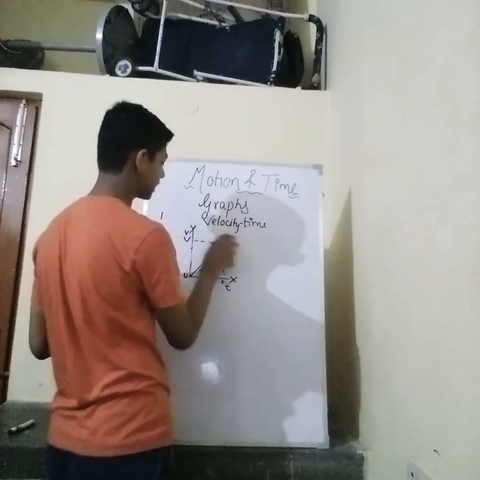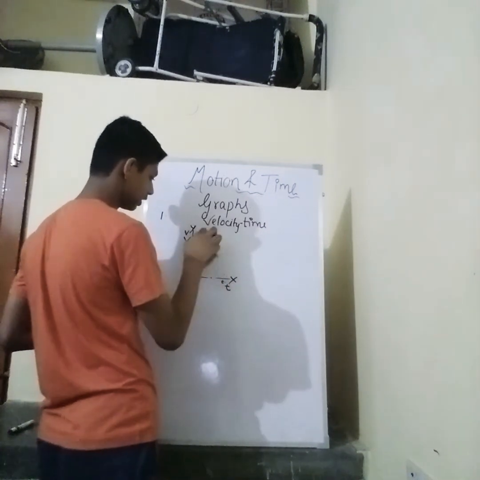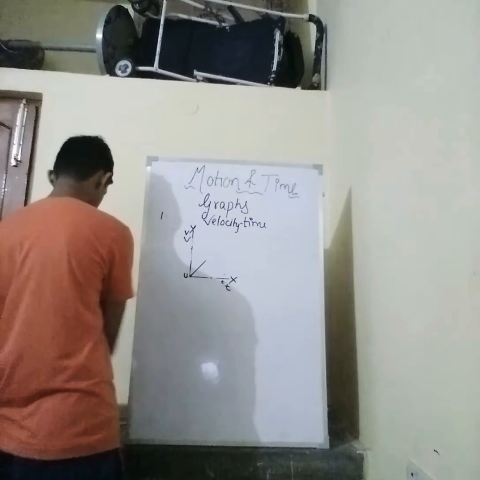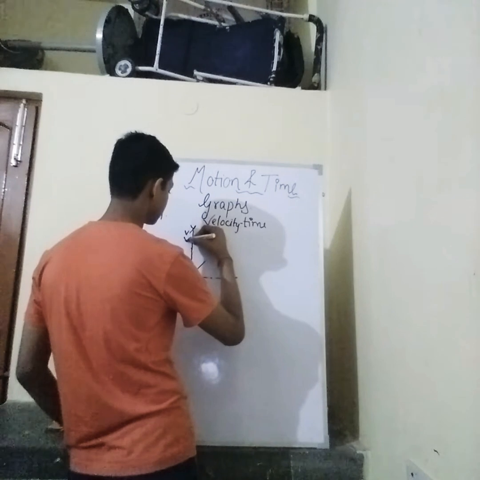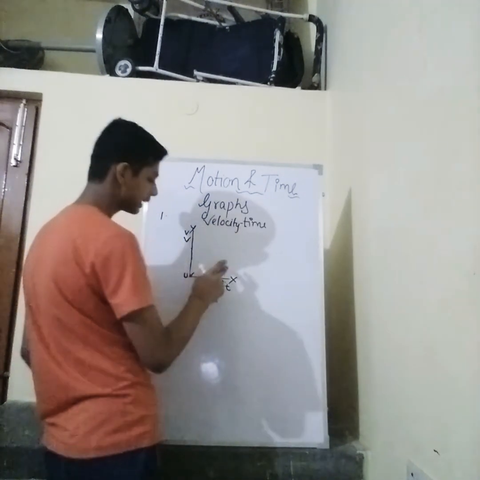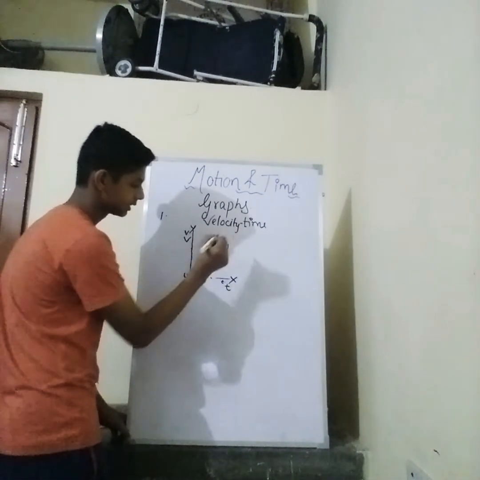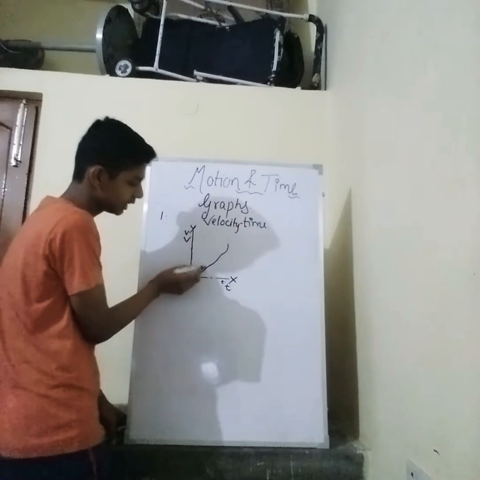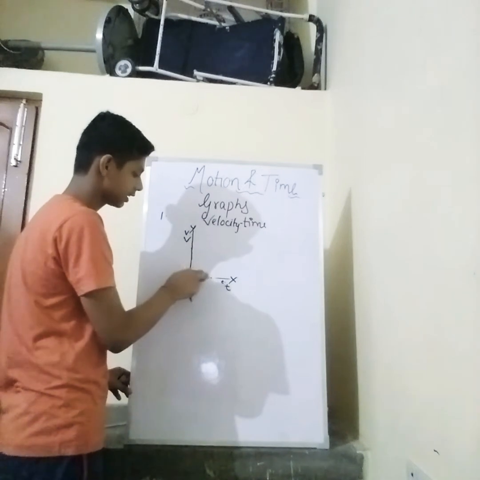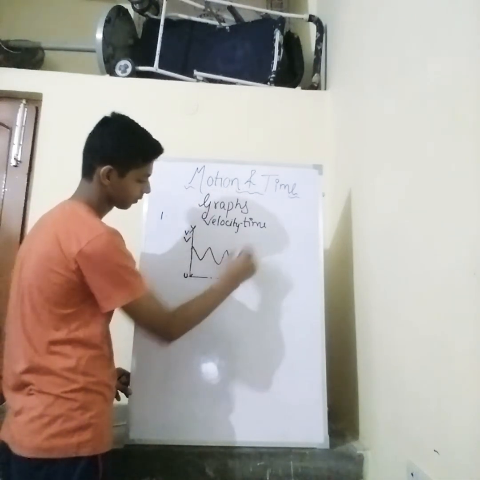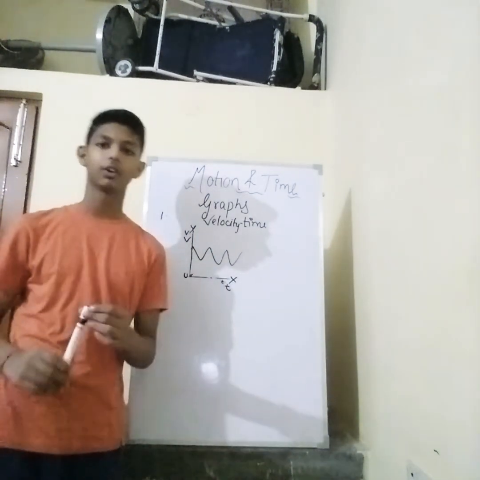And now we will consider the case of non-uniform acceleration. The non-uniform acceleration case will be somewhat like jerks on a straight line, like this. Its velocity is decreasing, increasing, decreasing, increasing, decreasing, increasing. This is the graph for non-uniform acceleration.